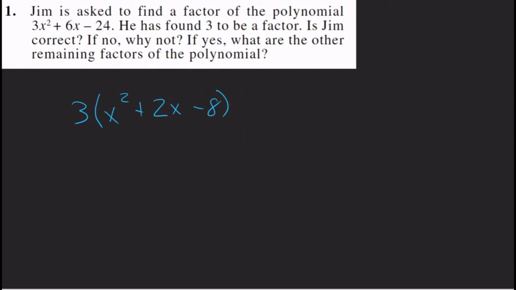Okay. And the question asks, if no, why not? If yes, what are the other remaining factors of the polynomial? So he is correct, so let's find the other remaining factors. Okay, so we're going to factor this down further. We'll have x, x. And now we need two factors of -8 that add to be +2. Well, that's going to be +4 and -2. So there are the remaining factors. So we're actually done right there at that point. We could go further and find the solutions by setting it equal to 0, but that's not what it asks us to do. So rolling on to our very last problem.